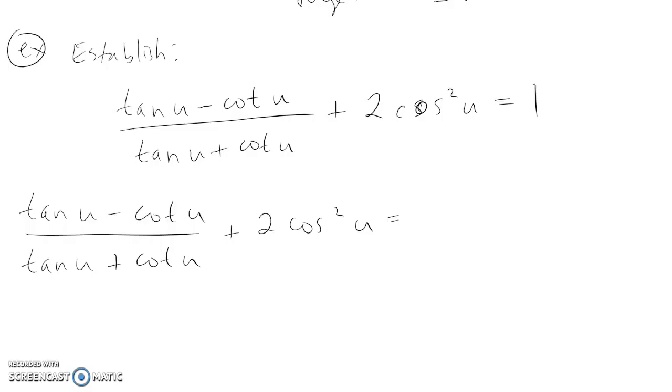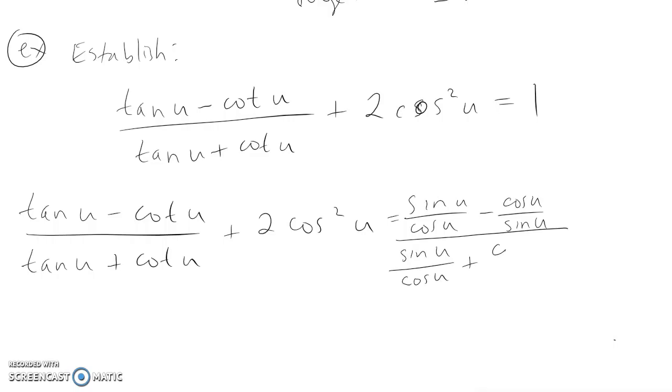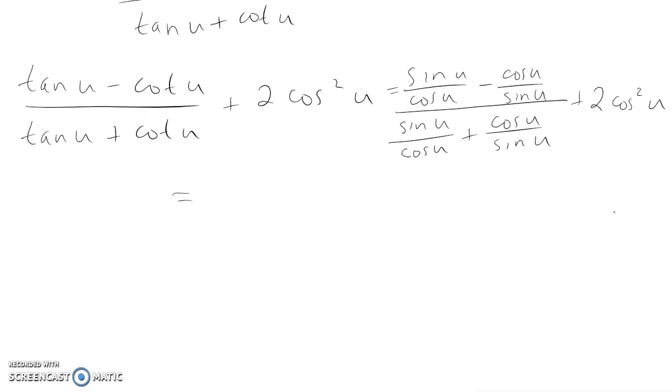All right? So I'm going to take tangent u and write it as sine u over cosine u. Cotangent is cosine u over sine u. That's the numerator of my fraction. Then I have similarly on the bottom sine u over cosine u plus cosine u over sine u. And then of course I still have the plus 2 cosine squared u. All right, let's keep going with this.